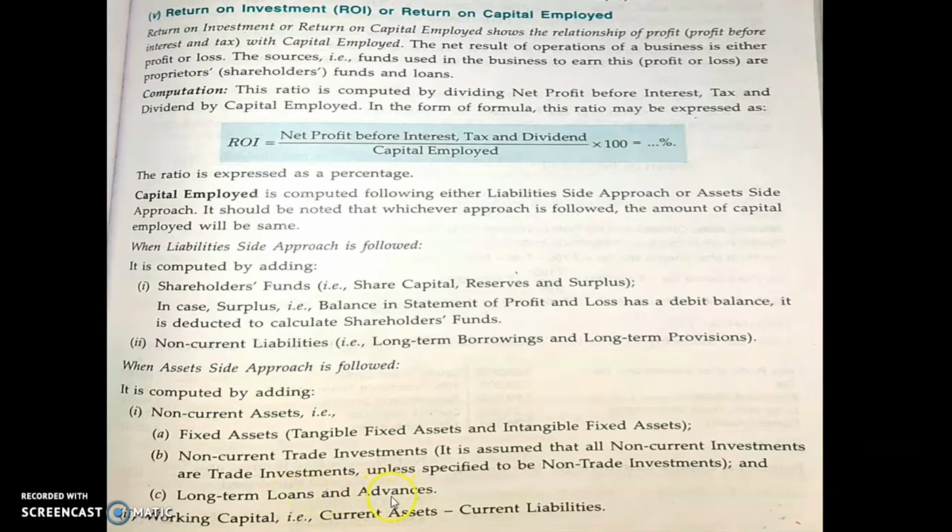Those loans and advances which we have given to the outsiders, that is our asset. Okay. So that will be repaid to us. So long-term loans and advances. So these items come under non-current asset. And the second item is working capital. Which is the working capital? Current asset minus current liability. So under asset approach, you have to consider these items. So you can go with any one approach.